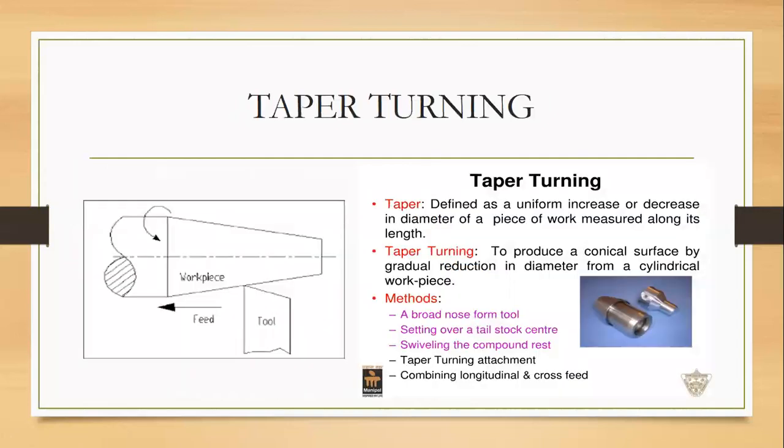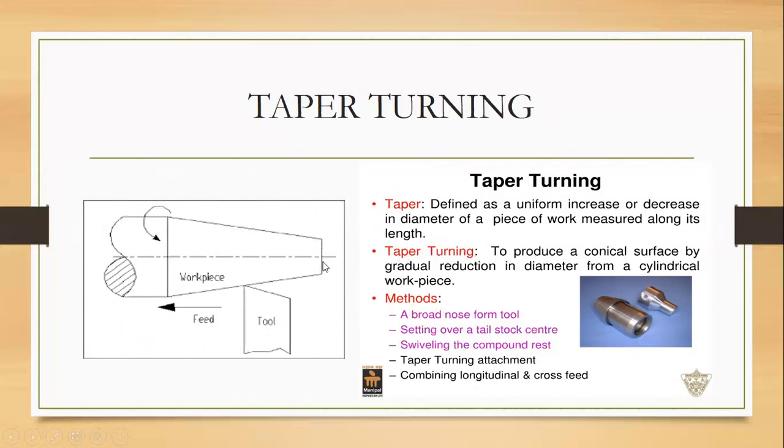Next, taper turning. What is meant by taper? It is defined as a uniform increase or decrease. This is a major diameter, this is a minor diameter. So we make an angle to define a uniform increase or decrease in diameter of a piece of work measured along its length. This is the length of the workpiece. So we have to either increase or decrease the diameter. Taper turning produces a conical surface.